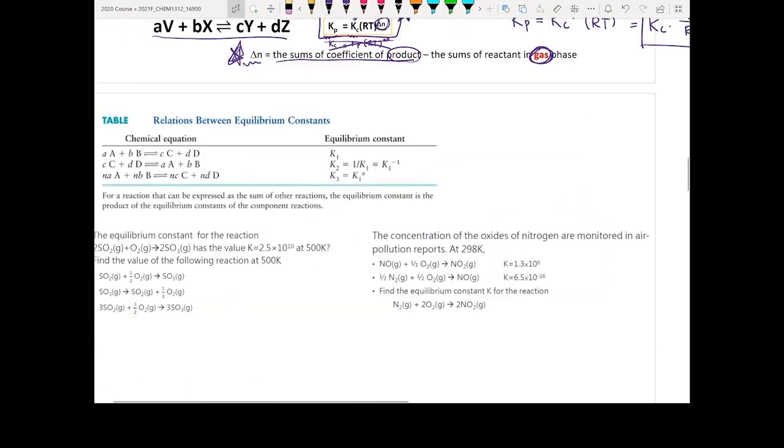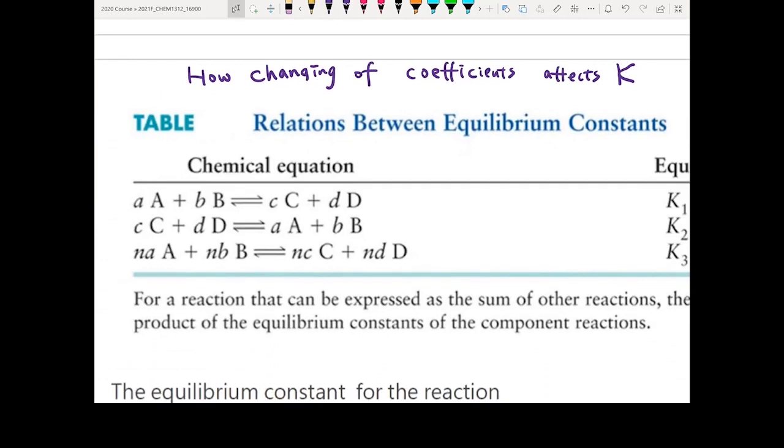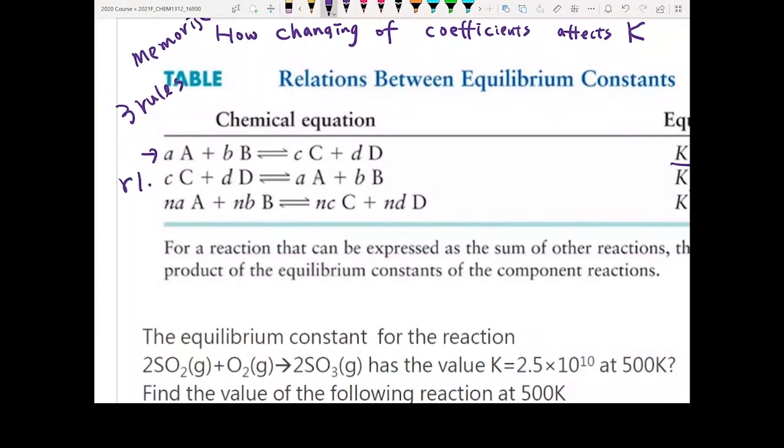The very last thing we want to talk about is this page. If I make some modification to my chemical reaction, how will that change your K values? Assume you have a chemical reaction aA plus bB that gives you cC plus dD, with its associated equilibrium constant K1. Rule number 1: if I reverse this reaction, you get a new equilibrium constant, K2, and I want to know how K2 is related to the original K1.